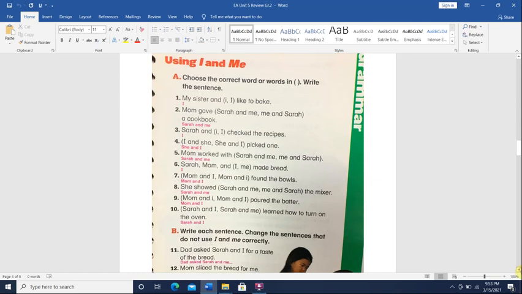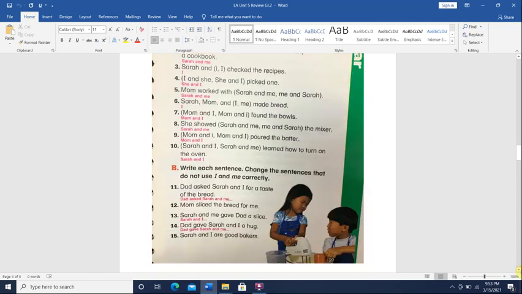At the bottom here, we will change the sentences that do not use I and me correctly. So change: Dad asked Sarah and I for a taste of the bread. Dad asked. So asked is the verb. So Dad asked Sarah and me for a taste. Okay. Number 2, Mom sliced the bread for me. It's correct, so we will not change anything, because sliced the bread for me. Yes, me comes after the verb.